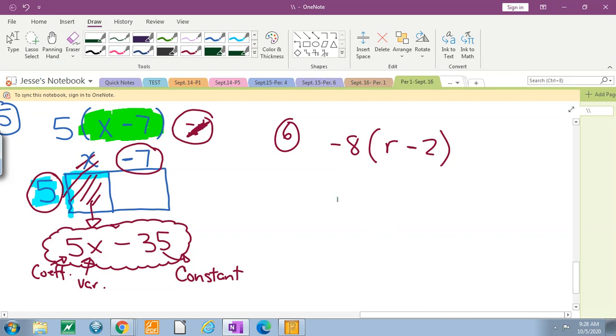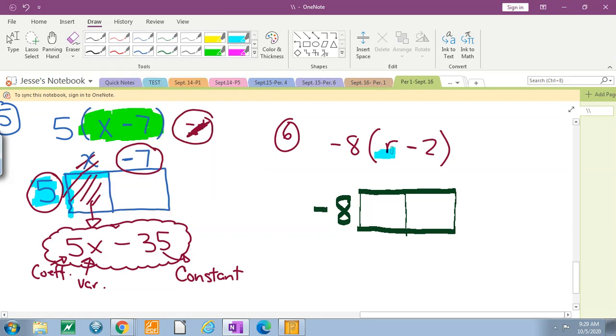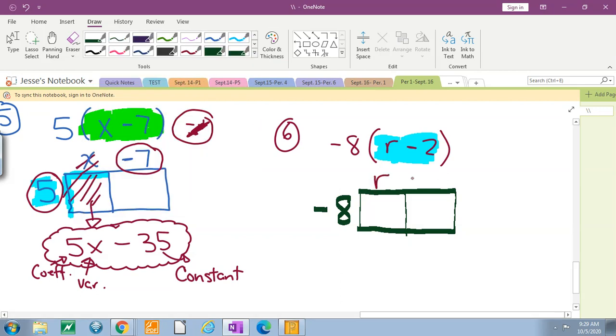Okay, watch this. Here we go. -8. Here's my box. How many boxes will I have in the rectangle? 2, right? Because what am I going to put on top of the box? R minus 2, because that's what you're multiplying the -8 with. So I'm going to go ahead and put R minus 2. Now you're just going to multiply. Okay, don't forget the sign.